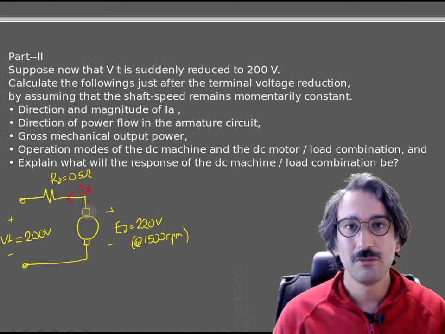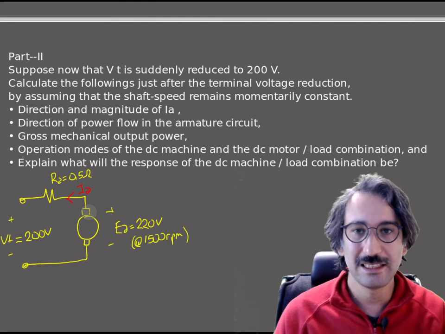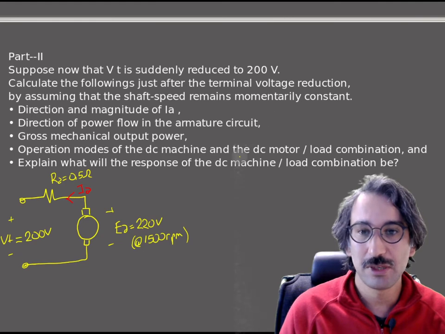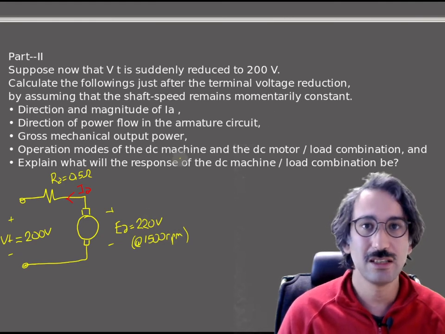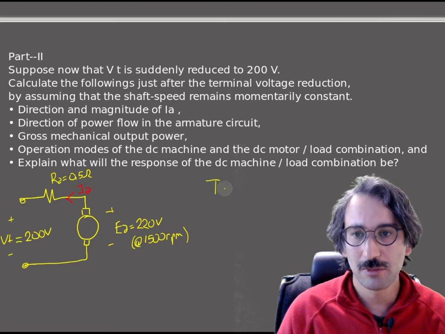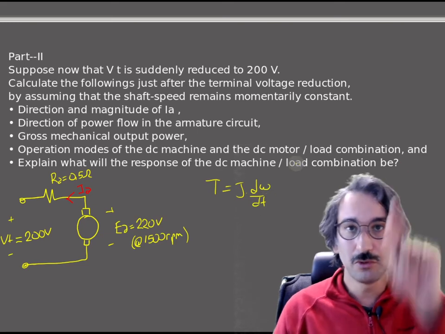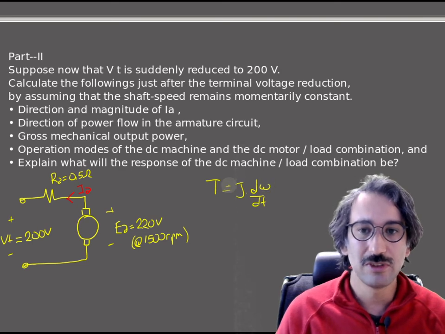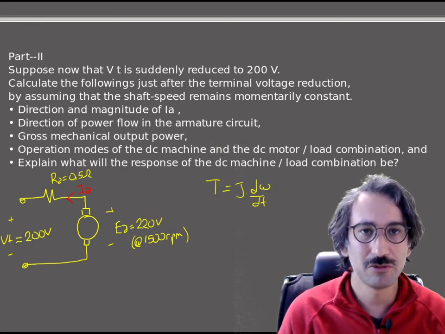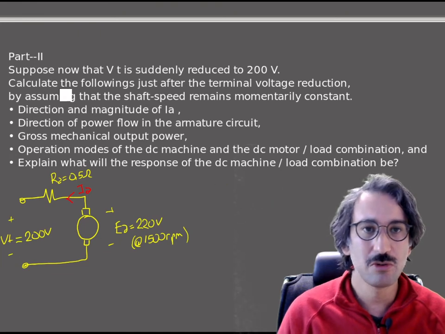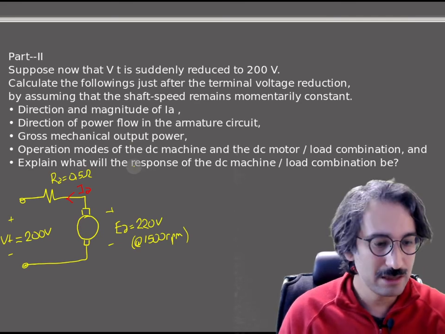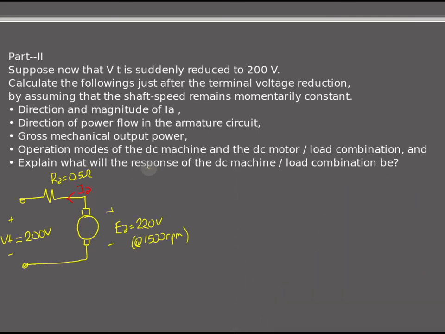But in this part, we want to find out what will happen at that switching instant. The thing that you need to remember is that speed in mechanical systems cannot change instantaneously. Why? Because remember, T is equal to J d omega over dt. If the speed dropped instantly from, let's say, 1500 rpm to 1000 rpm, that derivative would go to infinity, and that implies an infinite amount of torque, which is not possible. So the change of speed has to be continuous. You can't make instantaneous jumps. Anyway, let's try to calculate those things.